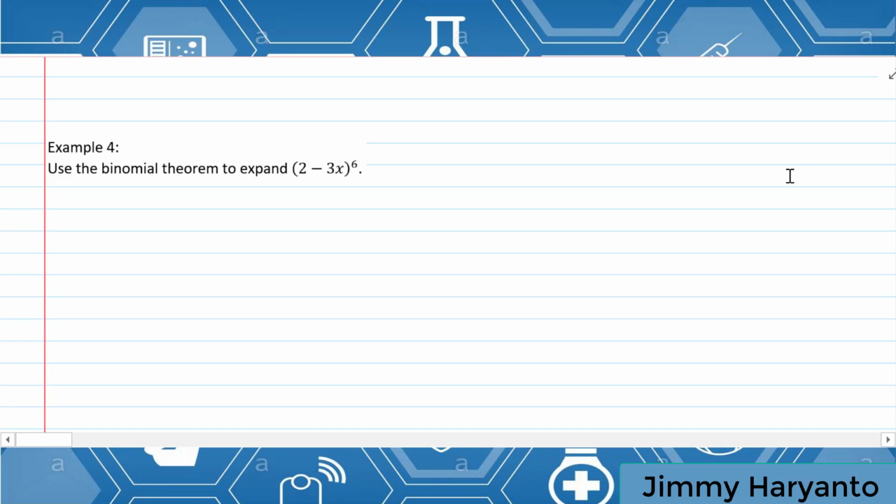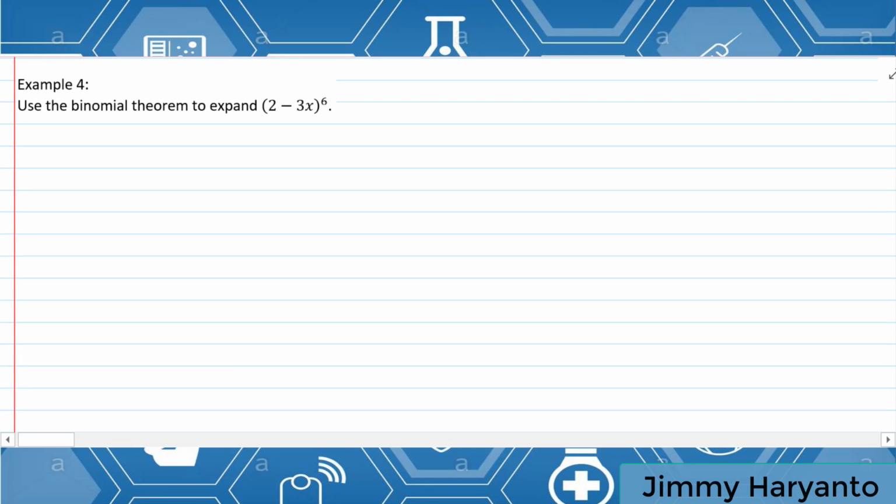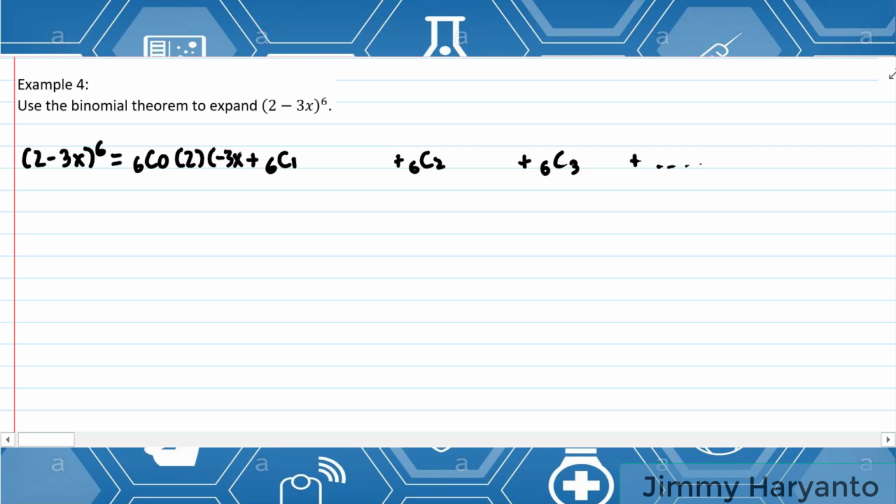How about this one? This one is also the same. Use the binomial theorem to expand (2 minus 3x) to the power of 6. I will tell you the first step only, and then you can continue by yourself. The first one is 6c0, always like that, 6c1, 6c2, and then 6c3, and so on. The first one is 2, the second one is negative 3x, and then 2, and then negative 3x, and so on.